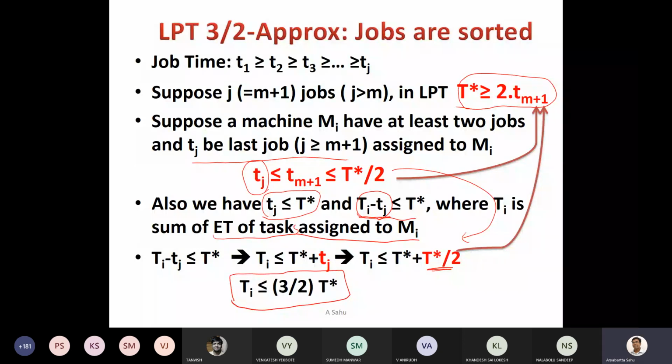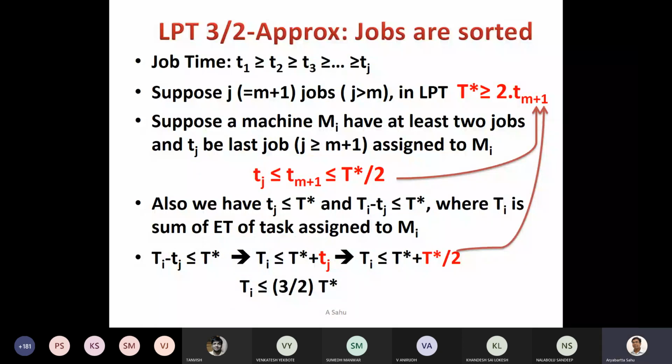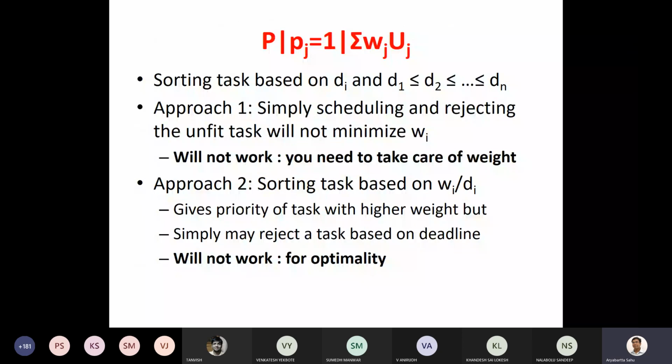For the 4 by 3 approximation, I am giving you as homework. Anyhow, you need to go and read from the book. So I am giving it as homework, and read the approximations.